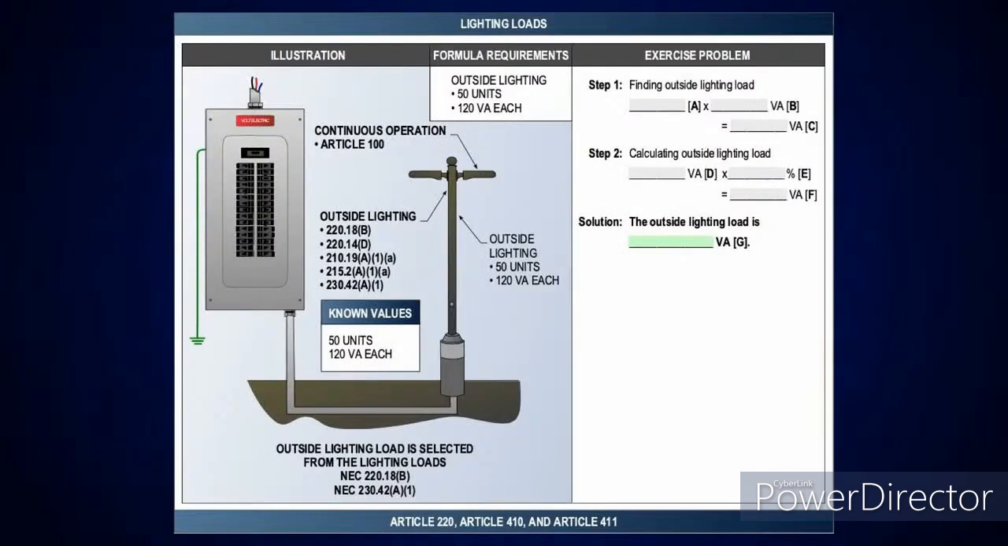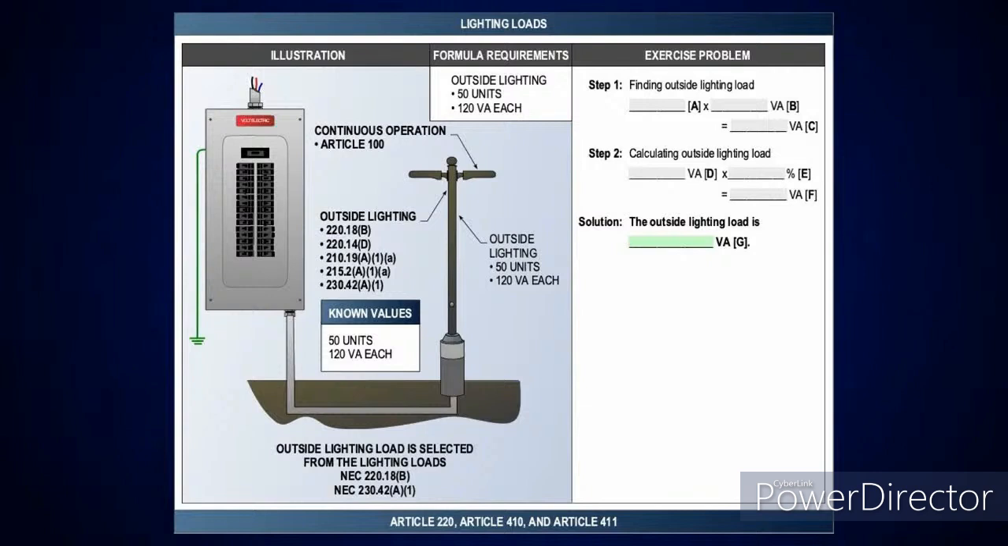Then you got your outside lighting load here. This is a simple one. We got 50 units at 120 volts each, and we tell you it's continuous operation. Just take the 50 units at 120 VA times 125%. You should be able to answer that.